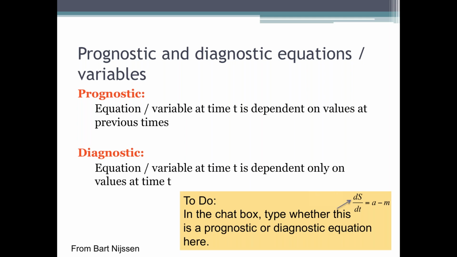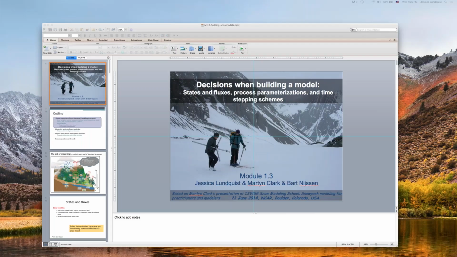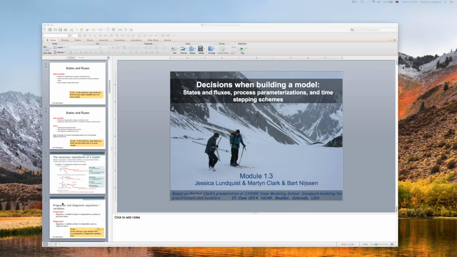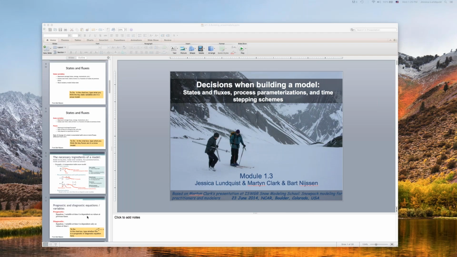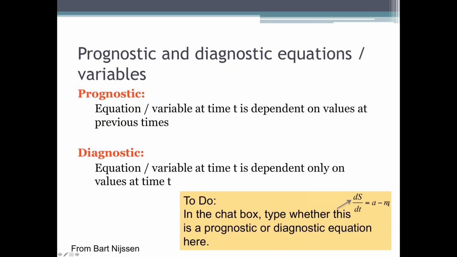Looks like we have a split. There's split votes here. Okay, all right. Here's our equation. So here looked like about half the class typed P for prognostic, about half the class typed D for diagnostic.